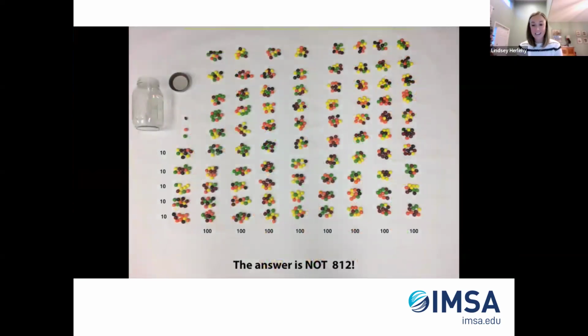All right, so the answer is not 812. What is the answer, and what accounts for the answer not being 812? Go ahead and put your answer in the chat to that question. What is the answer and what accounts for the answer not being 812?